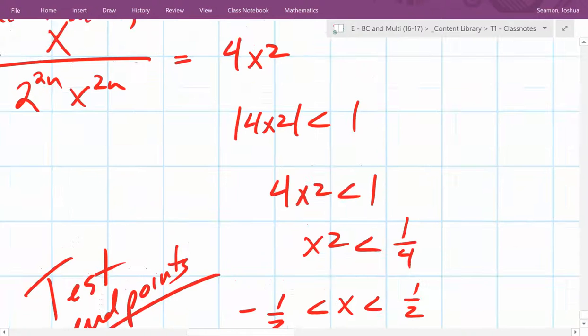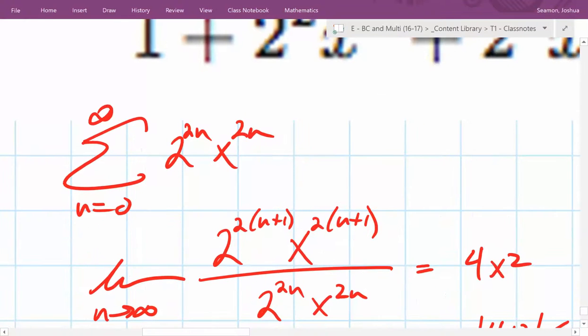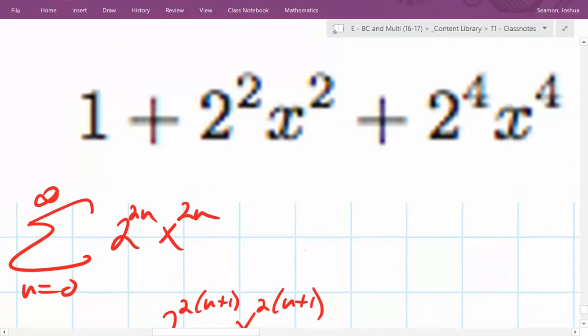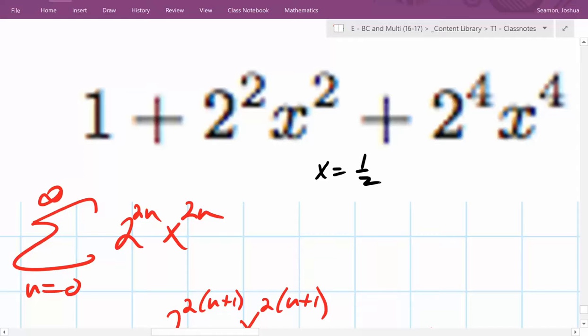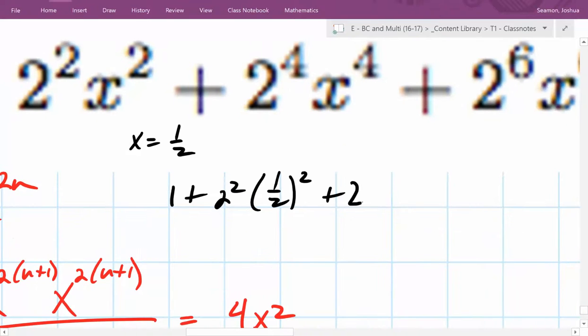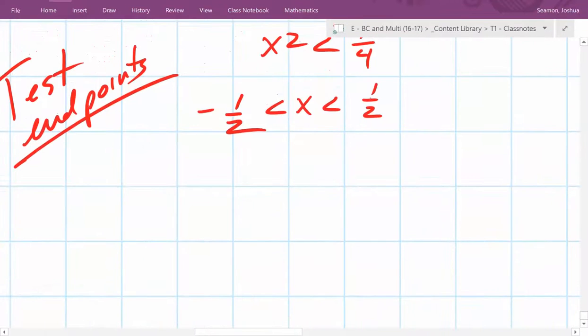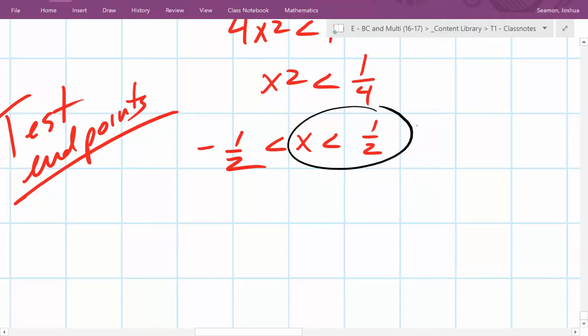How do you test endpoints? You take negative 1/2 and positive 1/2 and plug it in here. So if x is equal to a half on this one, what do you end up with? 1 plus 2 squared times 1/2 squared, plus 2 to the 4th times 1/2 to the 4th. So what is that? 1 plus 1 plus 1. Is that going to converge? When x is equal to a half, it does not converge, right?